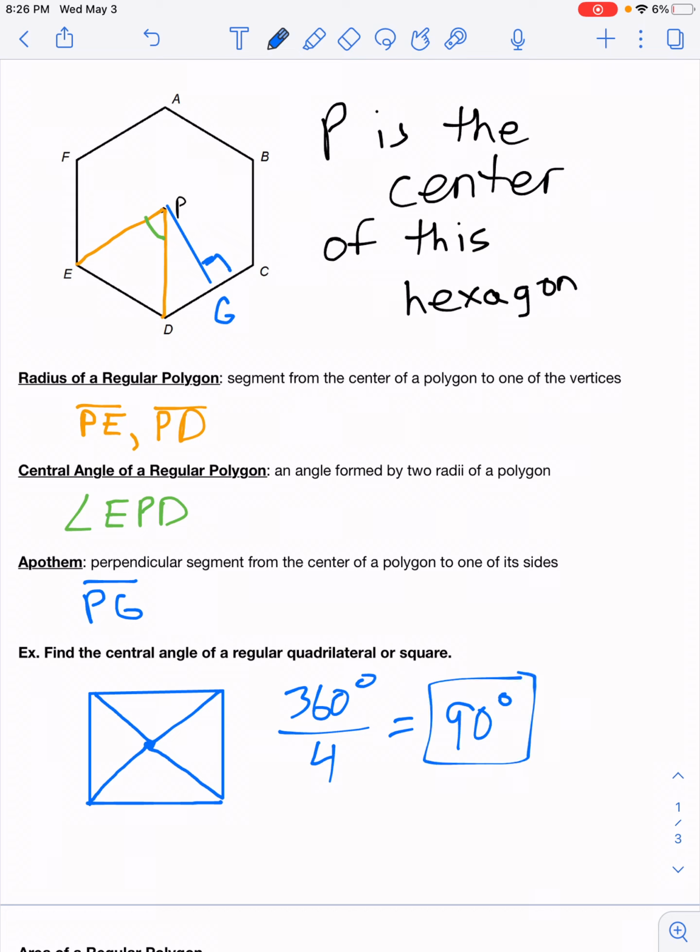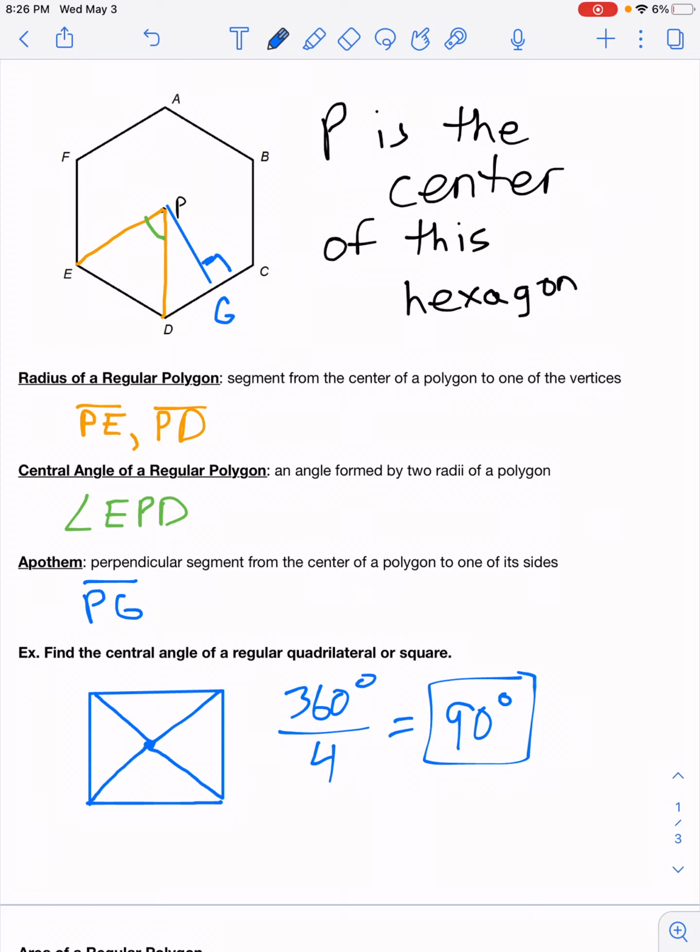Now, for the hexagon up top, there would be 6 central angles, so I would take 360 and divide it by 6. You're basically dividing by the number of sides in each regular polygon. So in a quadrilateral, it would be divided by 4. For a hexagon, it would be divided by 6. For an octagon, it would be divided by 8, so on and so forth. That is how you find a central angle.